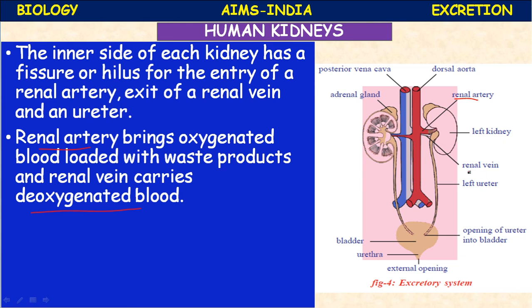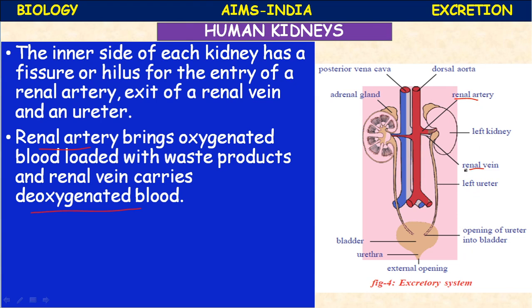renal vein is shown in the blue color. So the posterior vena cava, one of its branches, enters the kidney in the form of the renal vein. Renal is the term which indicates the kidneys. The vein which invades the kidney is called the renal vein. The artery which invades the kidney is called the renal artery.